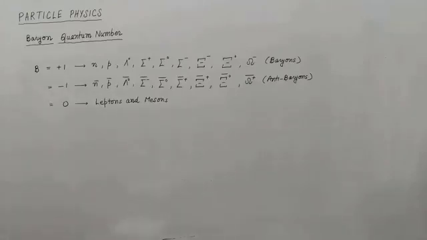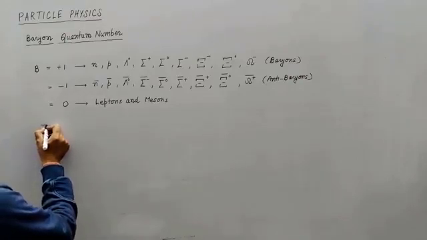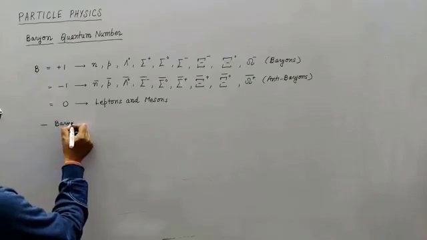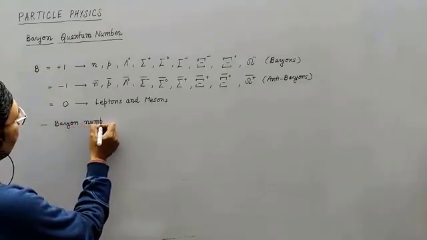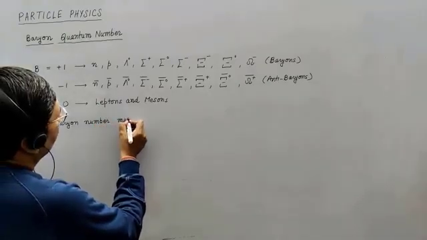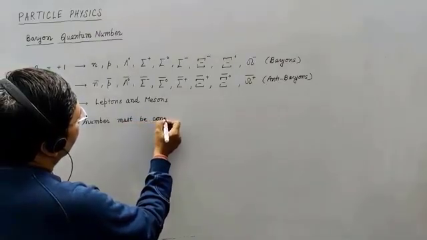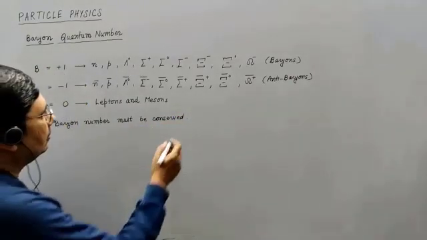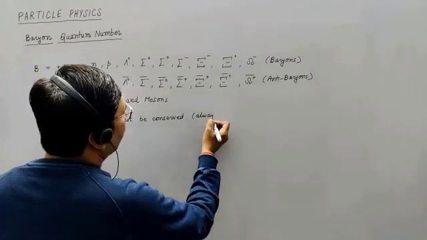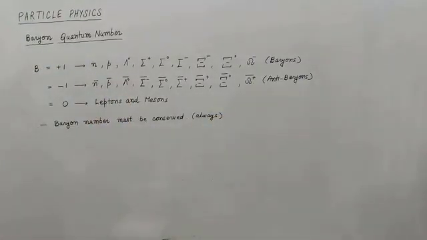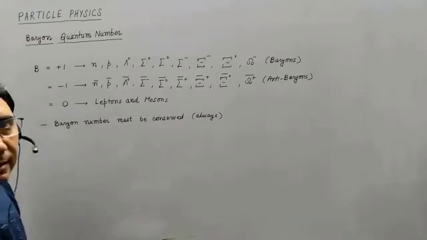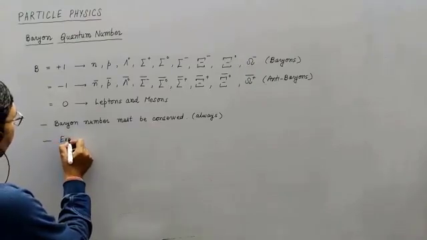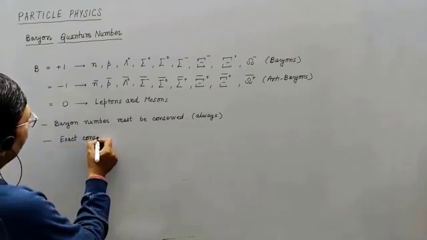So this is the second quantum number. This baryon number must be conserved. If a nuclear reaction which is given is possible, then this baryon number must be conserved. If B number is not conserved, then you will say that reaction is not possible. So this baryon conservation law is also an exact conservation law.